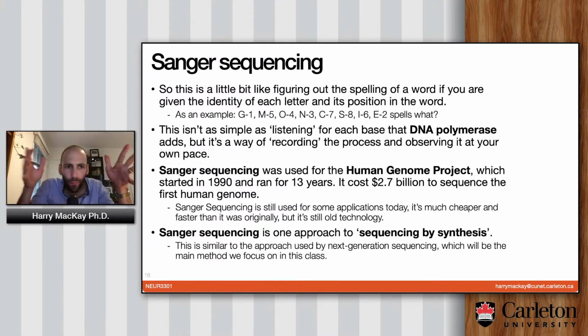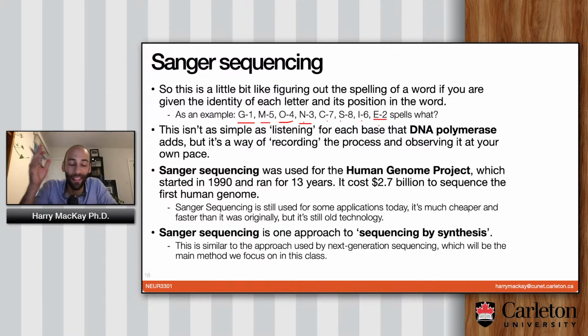So without getting too much into the chemistry of it, imagine you had to figure out the spelling of a word, and you were given 2 pieces of information: number 1, the letter, and number 2, where in the word that letter appears. As an example, you've got G1, M5, O4, N3, C7, S8, I6, and E2. So the G is the first letter, the E is the second letter, the N is the third letter, and so on and so forth. What does that spell? Has anyone figured that out? I'll leave it to those playing along at home.